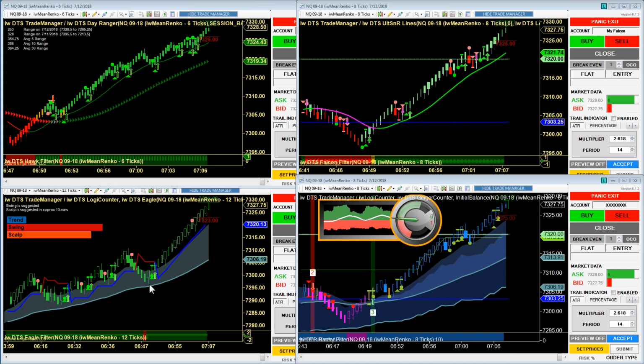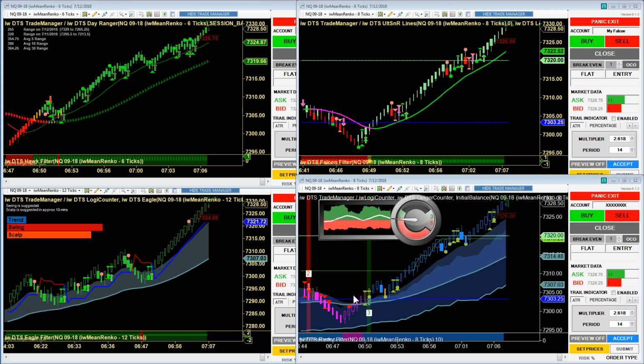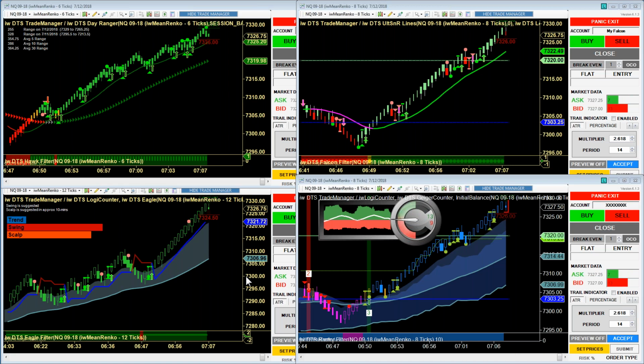All right, looks like the Eagle is actually giving us a really solid hard edge bounce that coincided with the hard edge bounce here on the Raptor and the trend change signal here on the Falcon as well. So a few things really coming together to give us a very solid move.